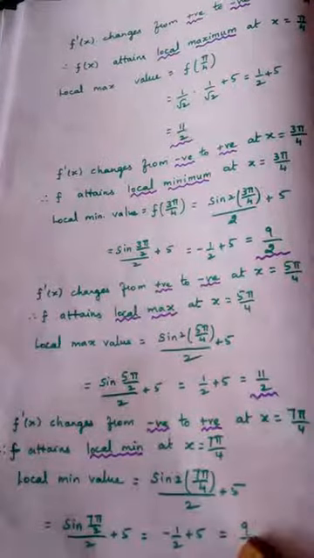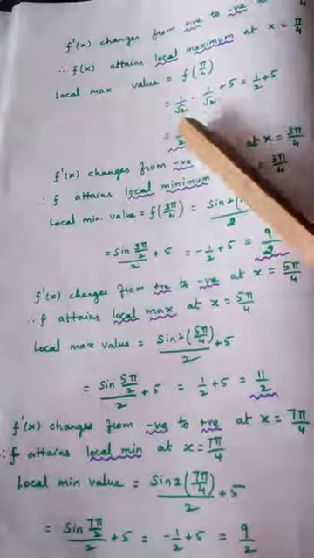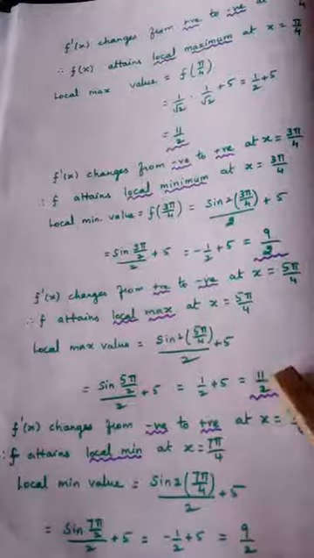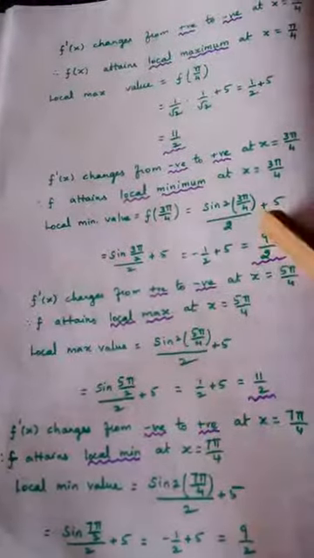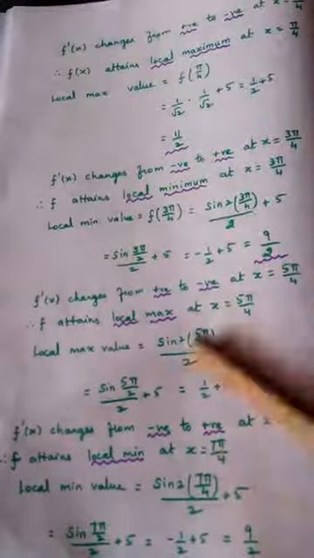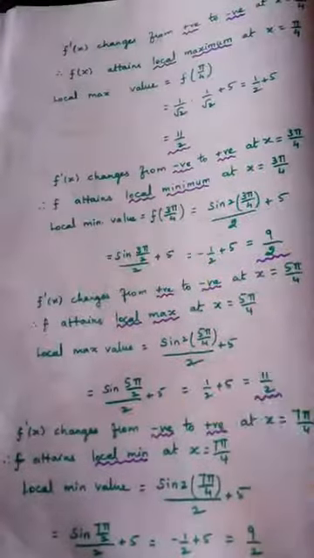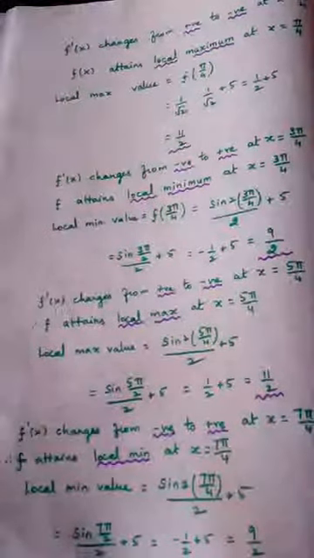So if you see, the local maximum value is 11 by 2. Here also it is what? 11 by 2. Local minimum value is 9 by 2. There also it is 9 by 2. So this is the answer for what? Find the local extremum. So these are all the answers for finding local extremum. So again, once again I shortly explained.